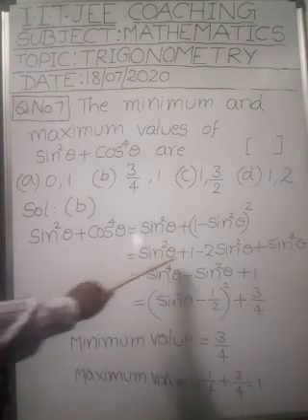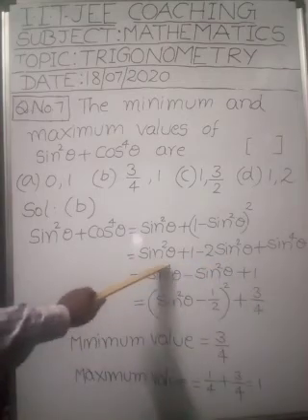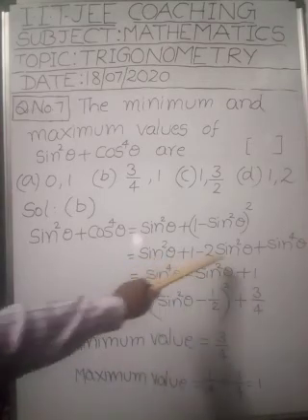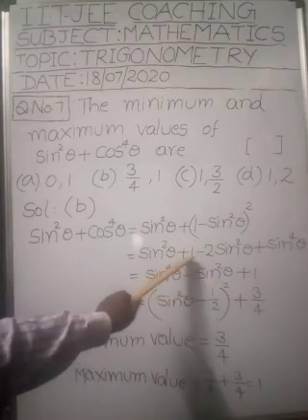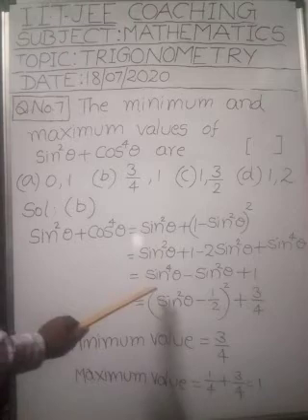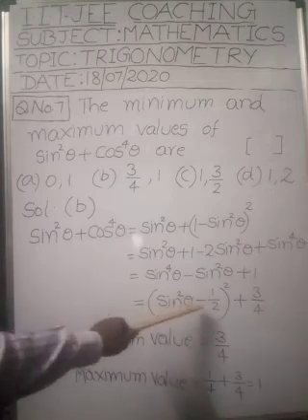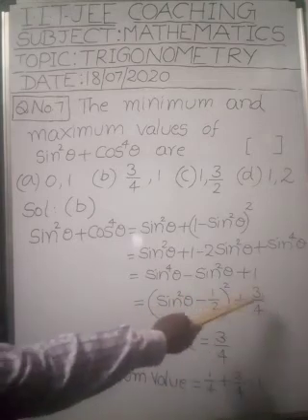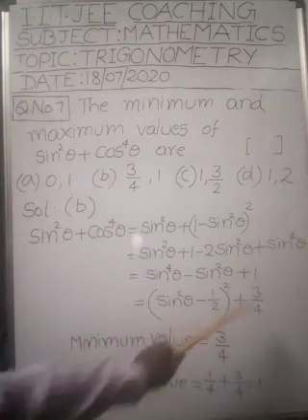Now, by simplifying these four terms, we get sin^4 theta minus sin^2 theta minus 2 sin^2 theta. What will you get here? Minus sin^2 theta plus 1. We get these three terms. These three terms can be written as (sin^2 theta minus 1/2) whole square plus 3/4. That expression can be written in this form.